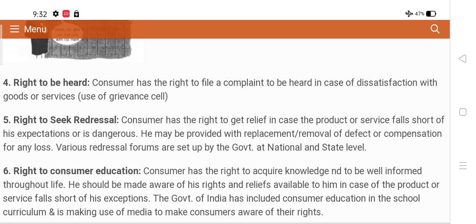So if any product or service is not up to his expectation, he has the full right to get relief. The Government of India has introduced consumer education in the school curriculum and is making use of media to make consumers aware of this right. So the government is also taking many positive steps for this, and that is why it has included consumer education at the school level, and also through the media it is making consumers aware about their rights.